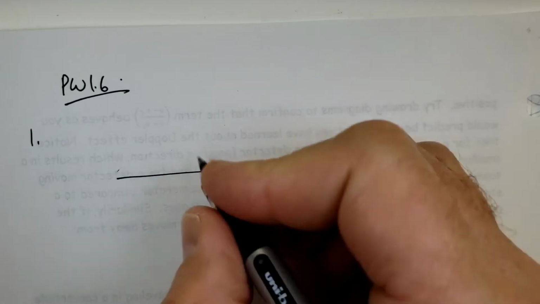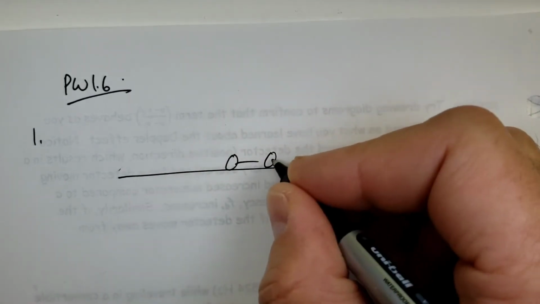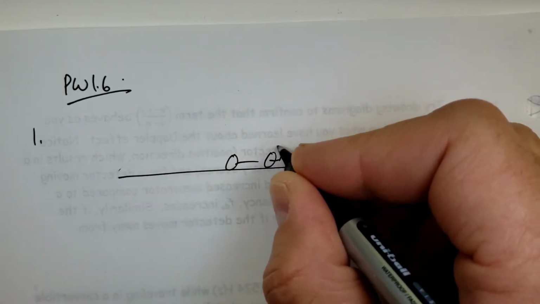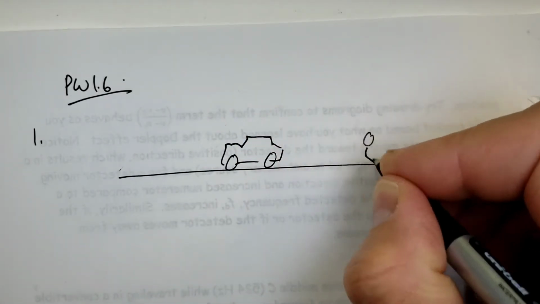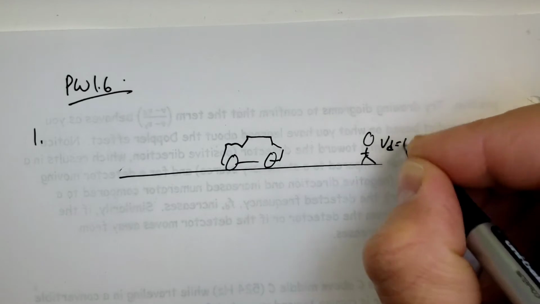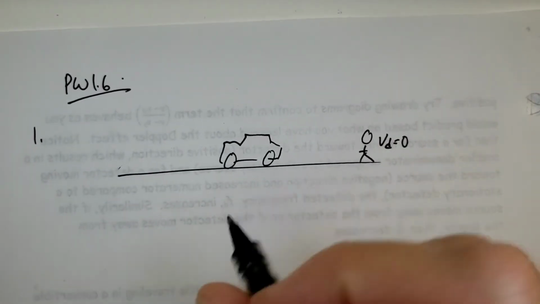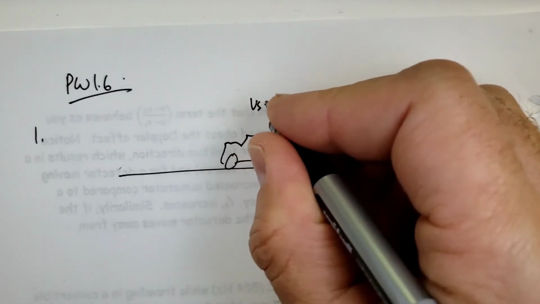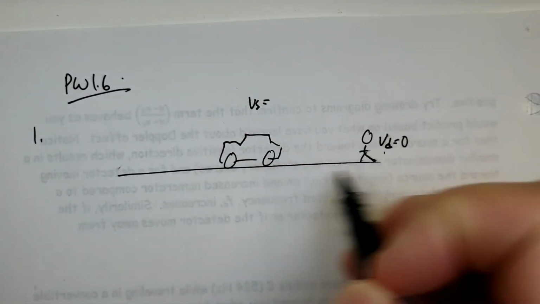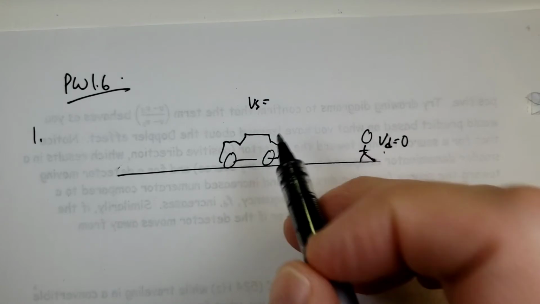So PW1.6, just off to the side here I have it. Number one is very similar to the one that we just did. You have a trumpet player playing middle C in a convertible. And you have a detector over here. So I think the person is standing off. Again, draw it so that whatever is making the sound and the detector are situated like this, so that the detector is always to the right.